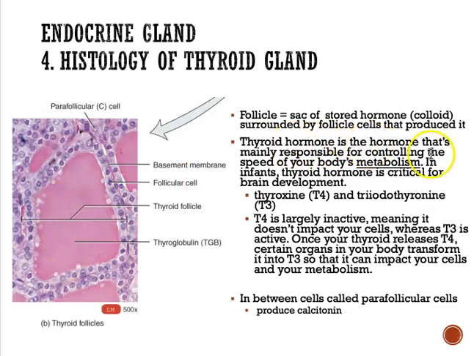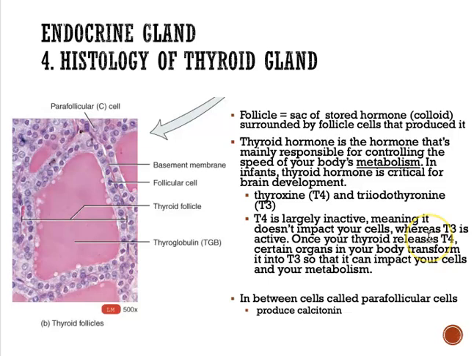It's mainly responsible for controlling the speed of your body's metabolism, right? In infants, it's really important for proper brain development. You can see that it comes in two different forms. There's a T4 and T3 format. T4 is largely inactive. However, T3 is the active form.